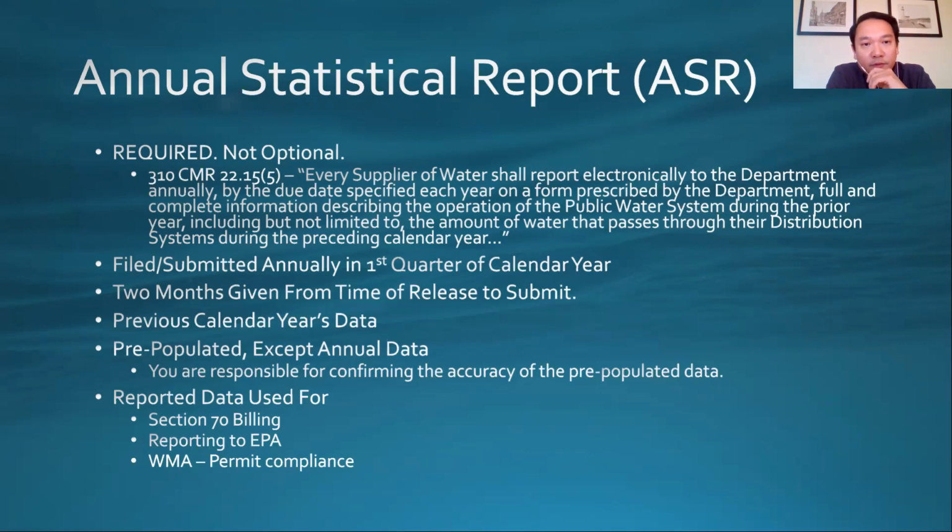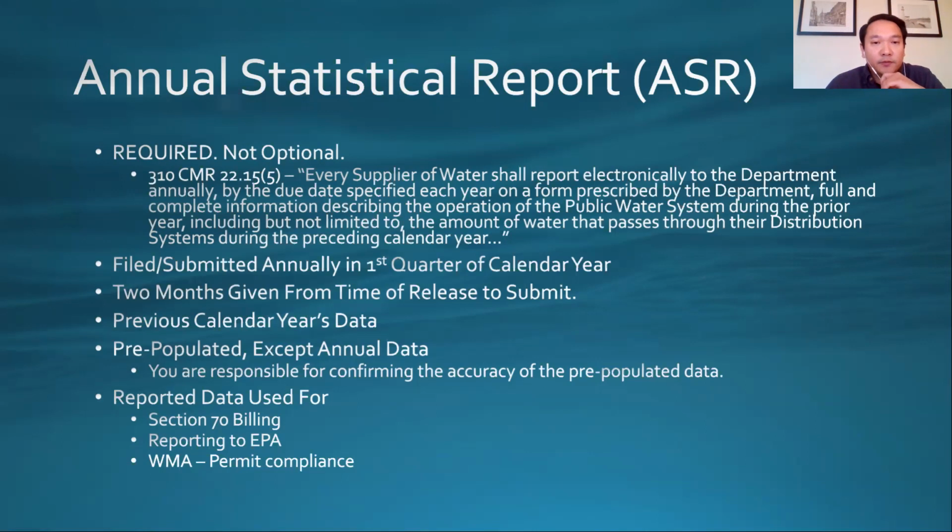So the annual statistical report is an annual report that all public water suppliers are required to file. We release it normally in January, sometimes we've been late and we've had to push it back until February. But we always give 2 months from the time of release to submit the annual statistical report. And this year we're expecting to release the ASR on January 26th. So I believe that's next Thursday. And it'll be due 2 months from there. So March 31st is the anticipated due date for this year.